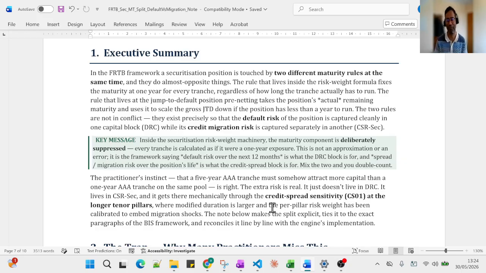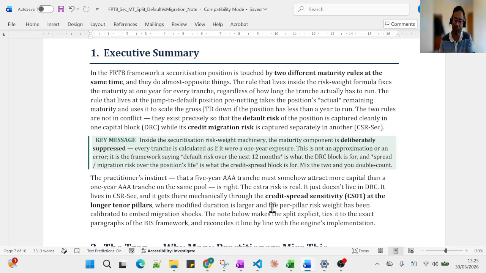It's not like if the security maturity is 5 years, then you have to multiply your gross JTD by 5 years. It does not work like that. The scaling factor will still be 1, because it is capped at 1, simple. No additional scaling over 1 year, and no scaling less than 0.25 years. So that's the main point.